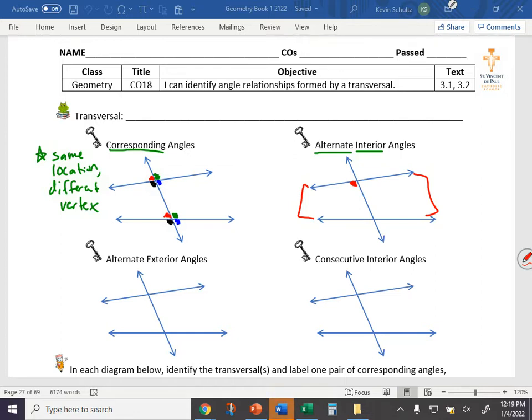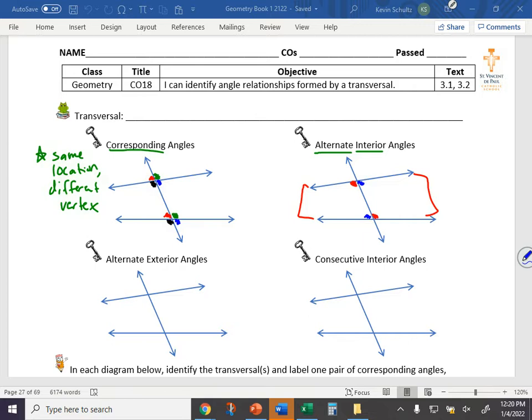If I highlight the bottom left or the left side vertex here, the alternate interior angle will be the angle on the right side of the transversal. Okay? They're opposite sides of the transversal inside of the lines. The other pair of alternate interior angles would be the angle on the right there, and then the angle on the left. Alternate interior: opposite sides of the transversal inside the lines.